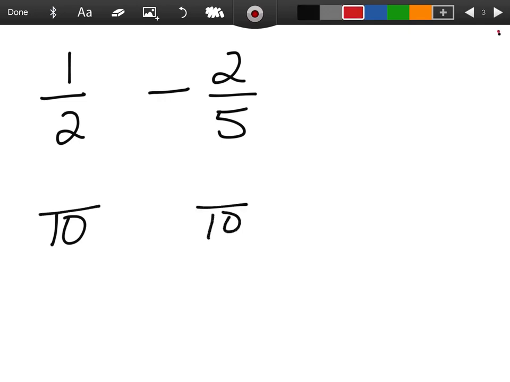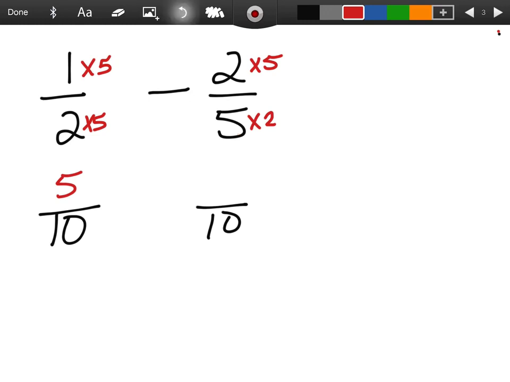Well, that's real easy. I know that 2 times 5 gives me 10, and I know that 5 times 2 gives me 10. And just like we did with addition, what I do to the denominator, I must do to the numerator. So what I do to the top, I must do to the bottom. What I do to the bottom, I must do to the top. Okay? 2 times 5 gave me 10. So 1 times 5 is going to give me 5. 5 times 2 again gave me 10.